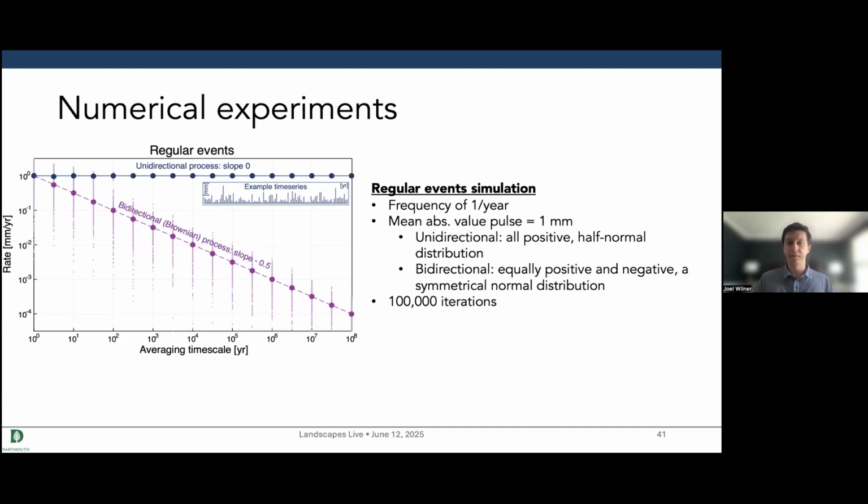redeposit their sediments upstream. Here we're talking mainly about environments that are below base level, such as tidal or deltaic environments, that exhibit this sediment reworking, and they're truly depositional environments. For these unidirectional processes, we draw from an all positive half normal distribution, whereas for bidirectional processes, we draw from an equally positive and negative symmetrical normal distribution. For both of these, we run for 100,000 iterations. I'll walk you through what we're seeing here exactly.